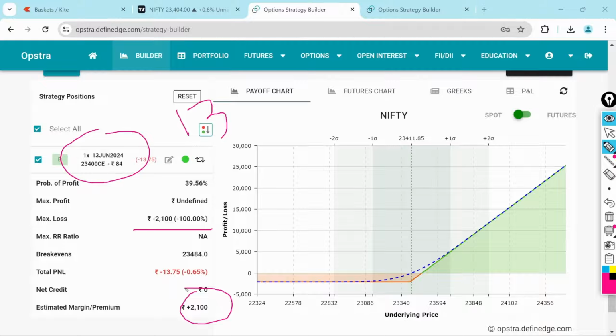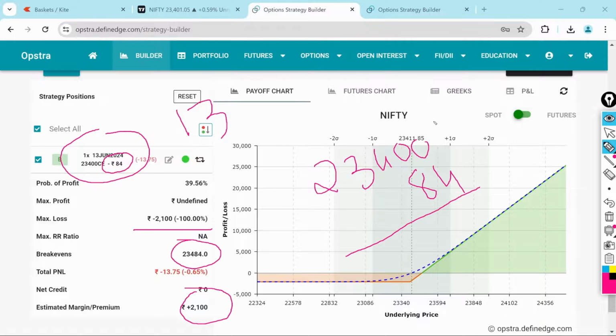Now we know what the break-even means. Now we will see how to calculate the break-even for call options. Calculation of the break-even is very simple. For example, the strike which we bought is 23,400. What is the premium we paid to buy the call option? It is 84 rupees. Now we will add these two things, the strike price plus premium, and we get the break-even point 23,484.